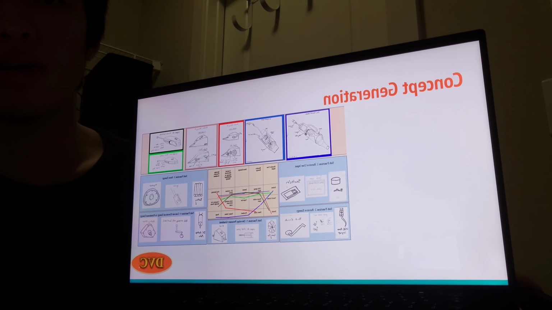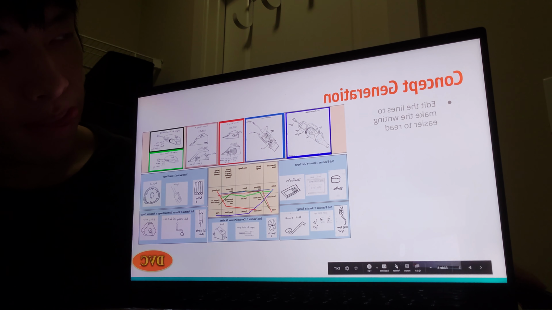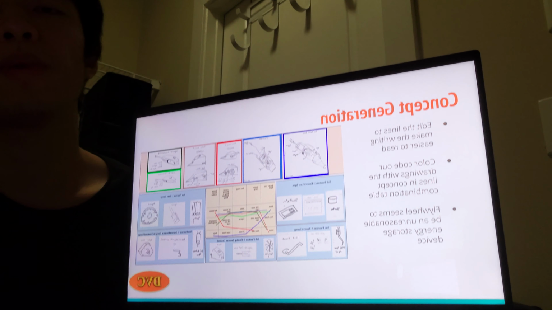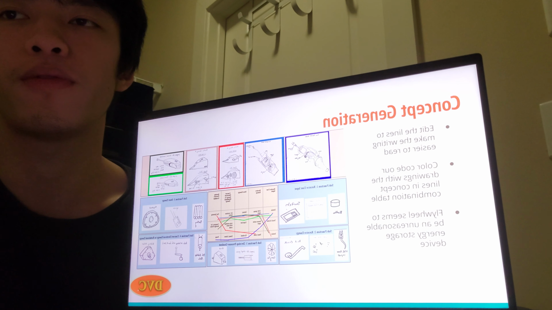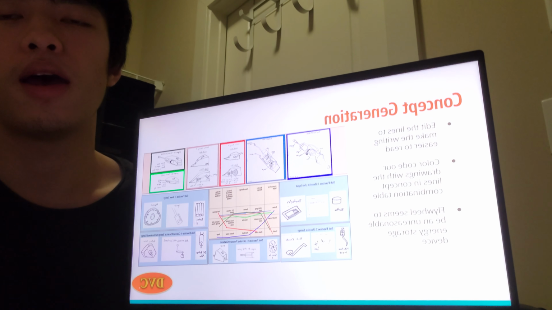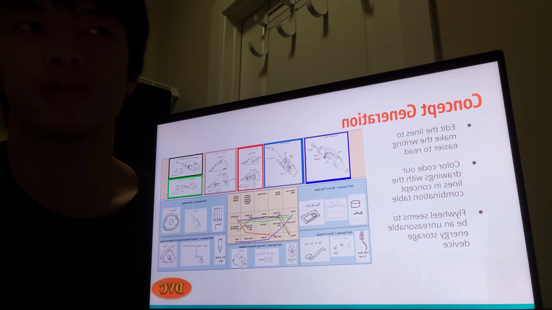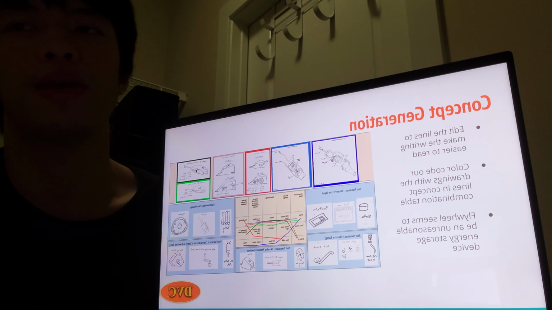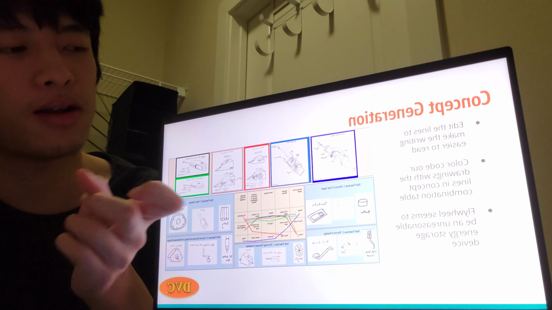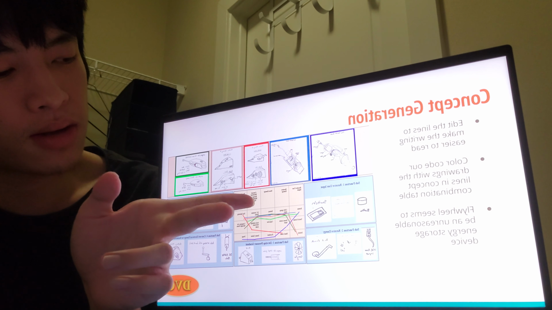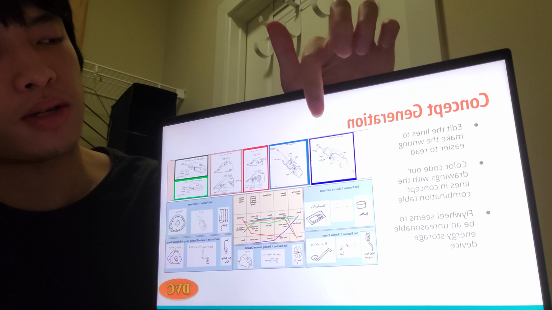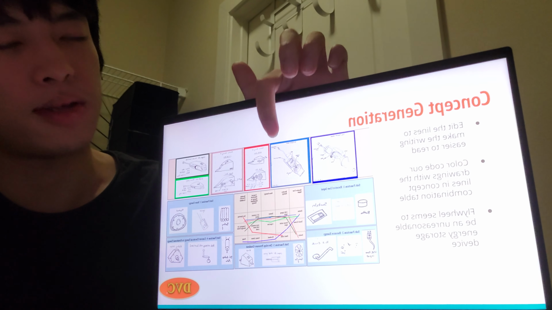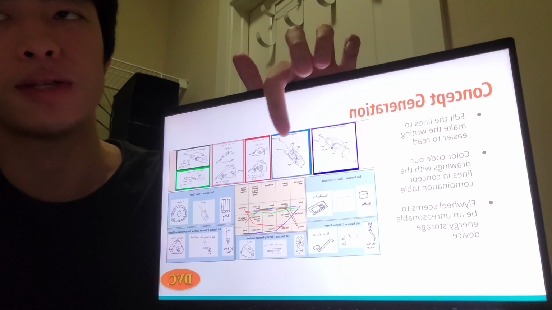The next thing is the concept generation. Our teammates list all the sub functions right here, and each of our team members will have two final solutions from those sub functions. The different colored lines are the solutions, and they match up the boxes. And the best one is the second one, and the CAD model is also based on this one.